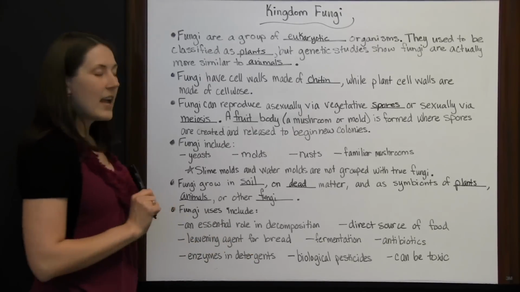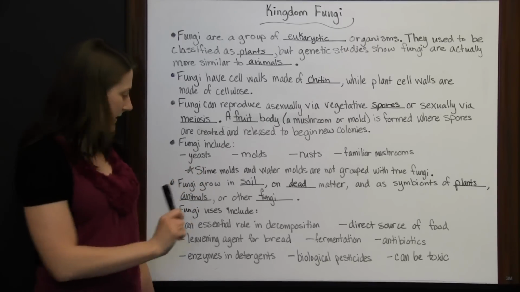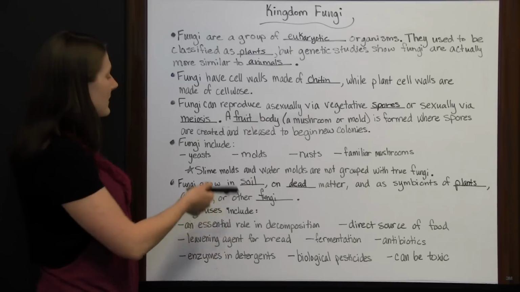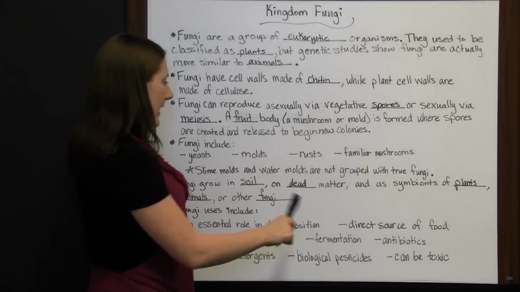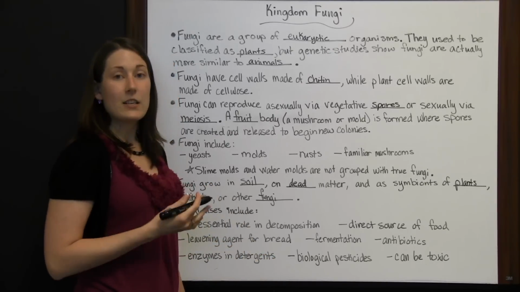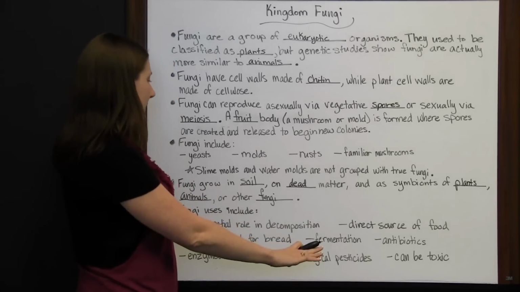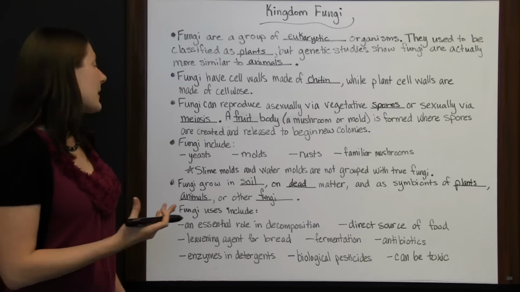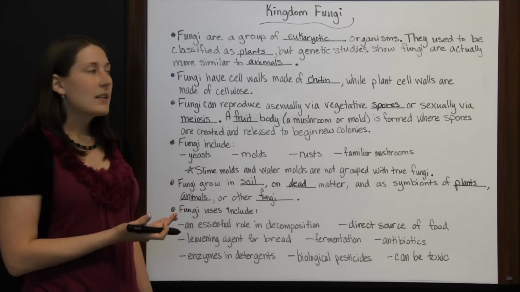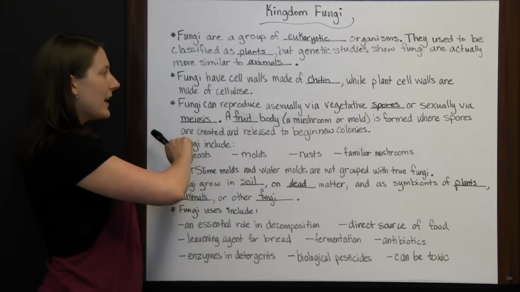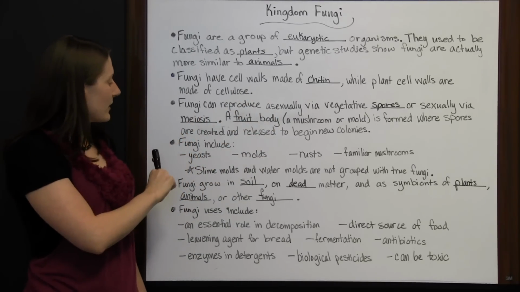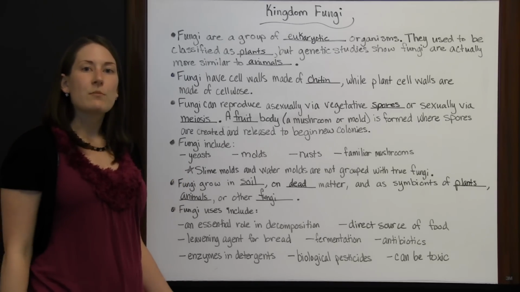Fungi can be used as a leavening agent for bread. That's a yeast. Fermentation, such as in wine, beer, and soy sauce, would be yeast again. Also antibiotics, enzymes and detergents, and biological pesticides that could kill certain weeds. Remember, fungi have a lot of uses, but they can be toxic. So, kingdom fungi consists of eukaryotic organisms with cell walls made of chitin. They can reproduce asexually or sexually, and they include yeast, molds, rust, and familiar mushrooms.